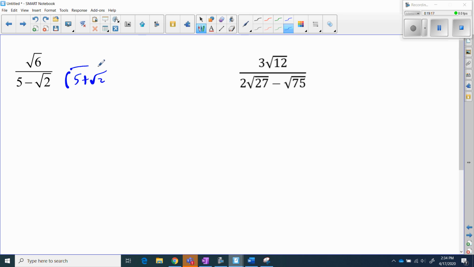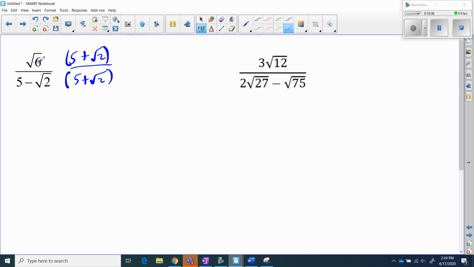Whatever you multiply the denominator by, you must multiply the numerator by the same thing. Now the reason you do that is because 5 plus radical 2 divided by 5 plus radical 2 is really just equal to 1, which you're allowed to do. There's no harm in multiplying anything by 1 because it's just going to give you the same thing. It'll look different.